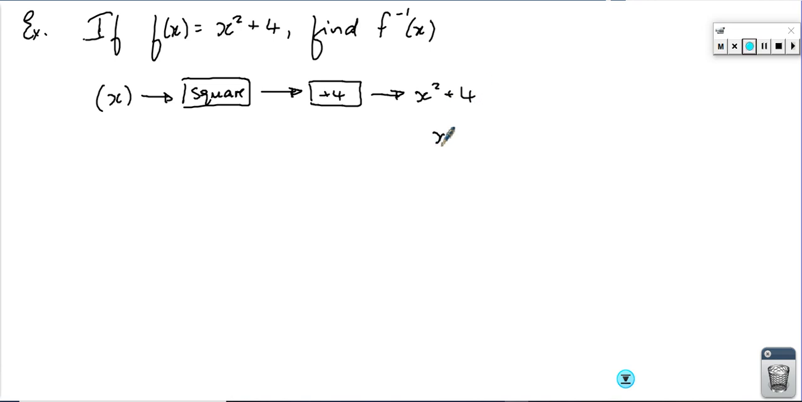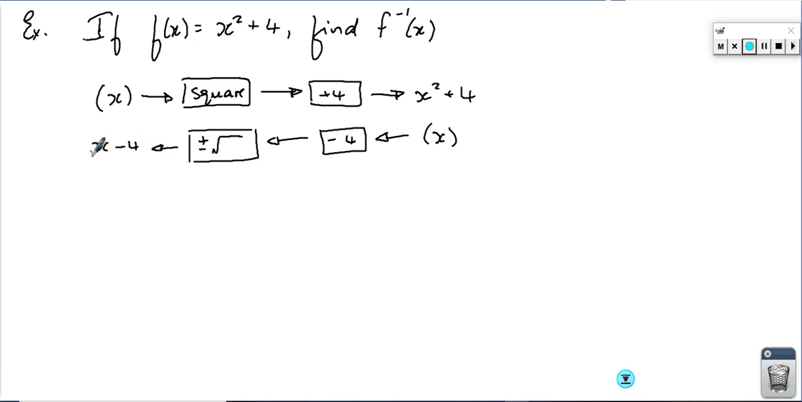So the inverse function starts from x, subtract 4, and what is the inverse of square? It is plus or minus the square root. Remember that plus or minus is very important. So what do we get? We get plus or minus the square root of (x minus 4). And that is our inverse function.